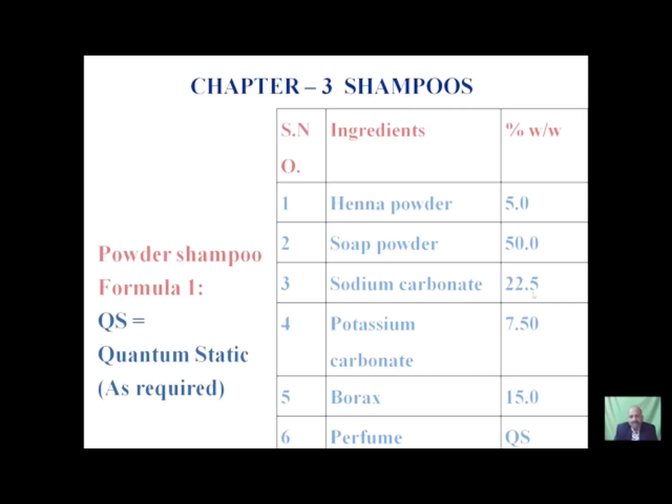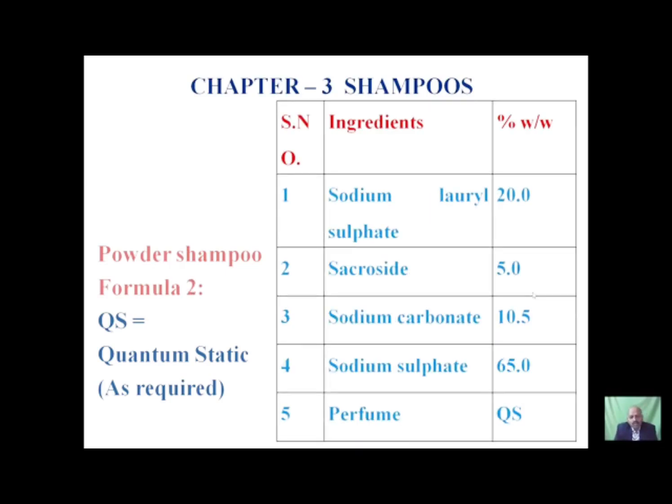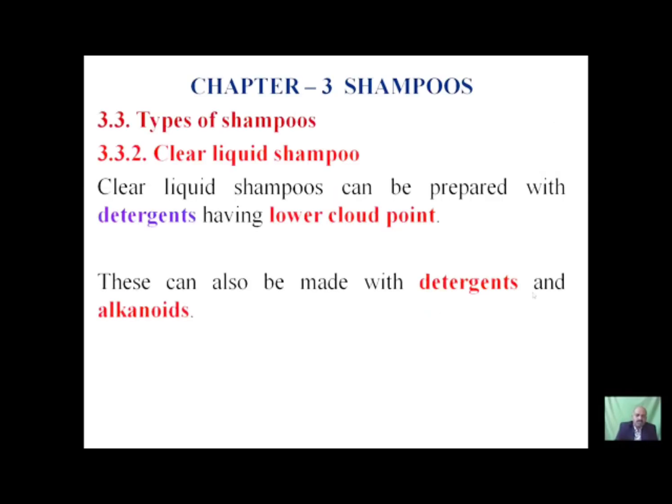Perfume: we can see shampoos sometimes have more perfume, sometimes less. The aroma will be more or less based on the requirement, and we can add whatever is needed. This is about formula 1 for the powder shampoos. Coming to formula 2 for the powder shampoo, we can use sodium lauryl sulfate 20%, saccharide 5%, sodium carbonate 10.5%, sodium sulfate 65%, and perfume as required. So this is about the powder shampoo and its formulations, Formula 1 and Formula 2.